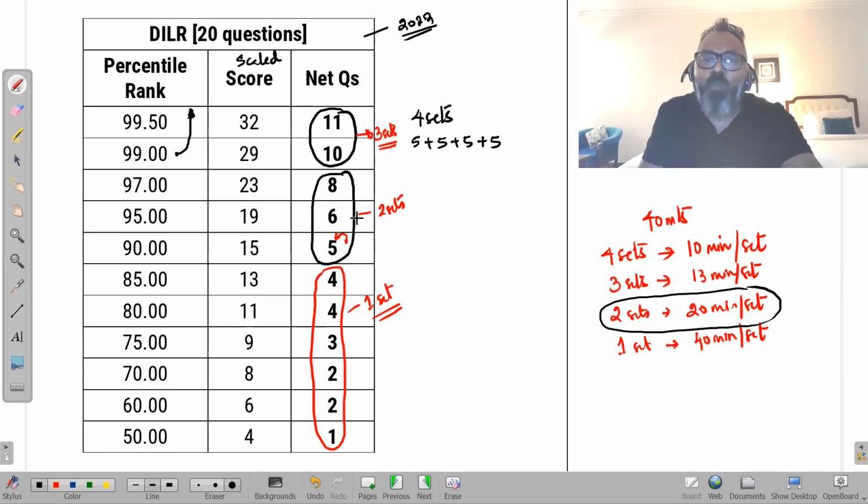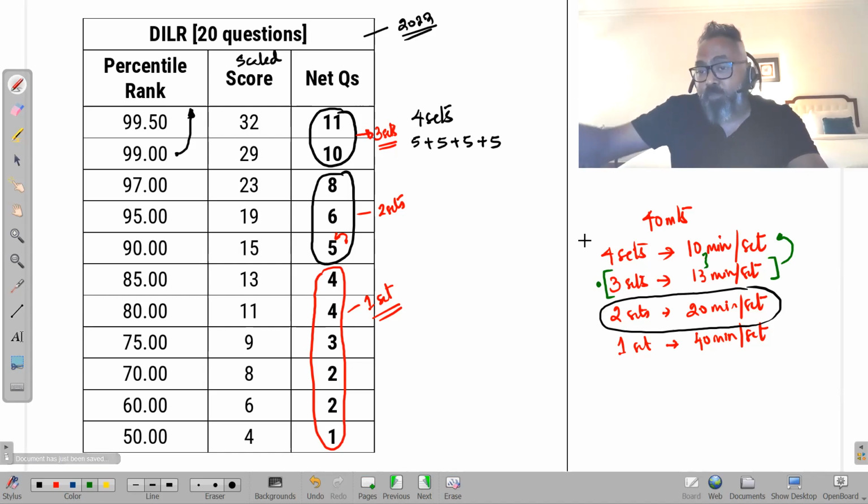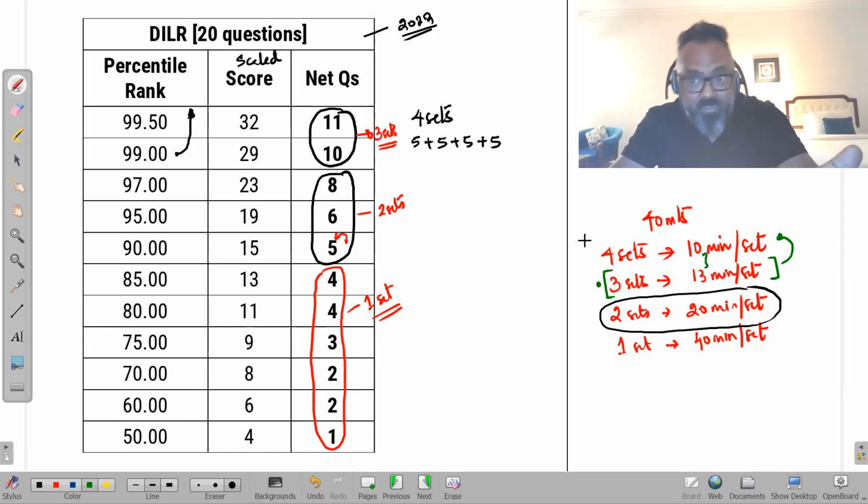Maybe you'll get 8, 9 questions correct, and then you get this chance. Or if you get every single question correct, you'll get a high percentile. And here there might be some of you who are in 3 sets. The difference between going from 3 sets to 4 sets is just about doing 3 minutes less per set, giving extra time for the 4th set. It can happen, need not happen.